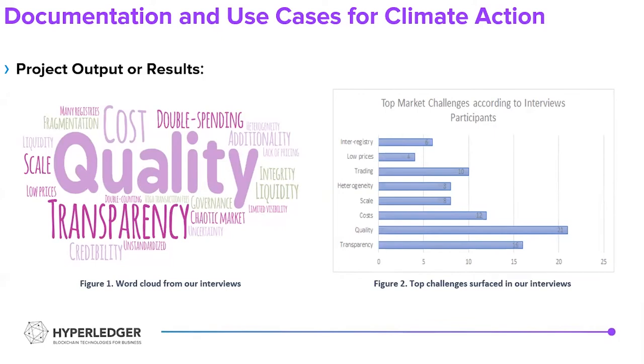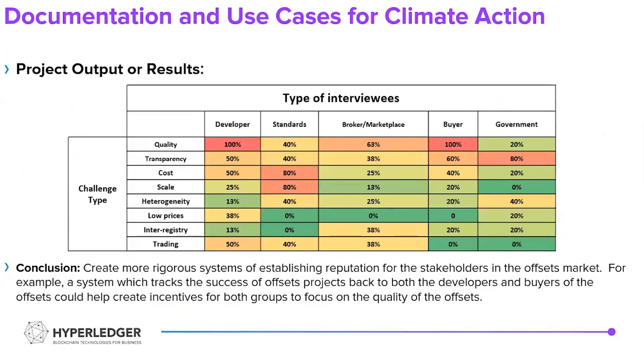from the results. So we found that the top three challenges that stakeholders face are quality, transparency, and cost. And even here, as you can see in the second figure, 21 out of 30 people that we interviewed said that quality was an issue. 16 said that transparency was a key challenge, and 12 said that costs are a challenge. Here, I have a heat map that shows the top challenges for each type of stakeholders.